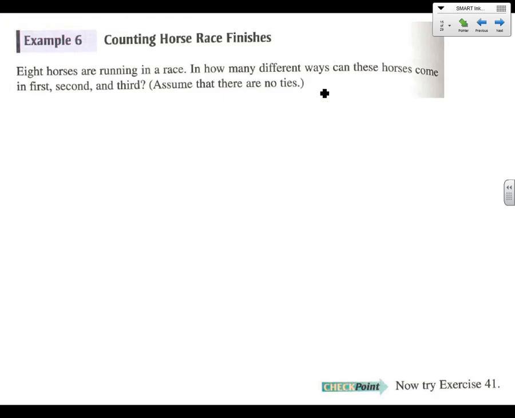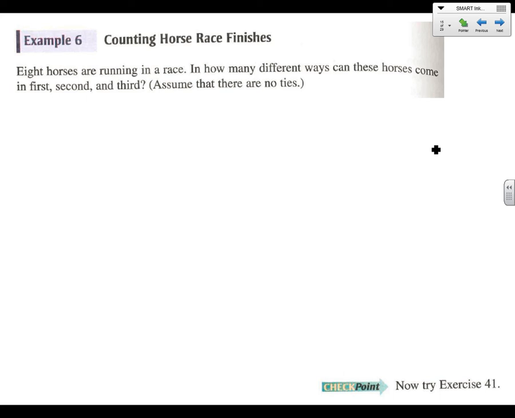All right? So, but now what about if we don't want all of our options included in our answer? So in this example, we got 8 horses in a race. We only care about first, second, and third place. All right? How many different ways can the horses come in? All right.